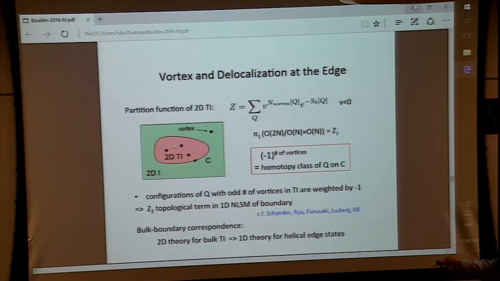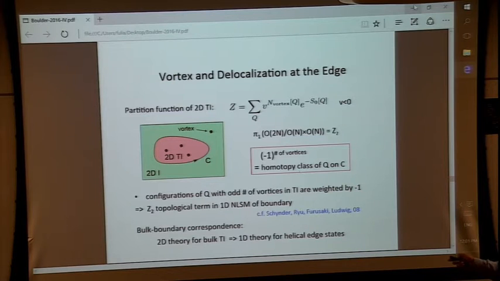Because if I have a vortex here, I can infer the presence of this vortex by just looking at the boundary. There's a winding number. So when there's an odd number of vortices inside the topological insulator region, it immediately implies there's non-trivial winding at the edge. Okay, and then what this partition function effectively does is it gives you a -1 sign whenever the order parameter has a non-trivial winding on the edge.